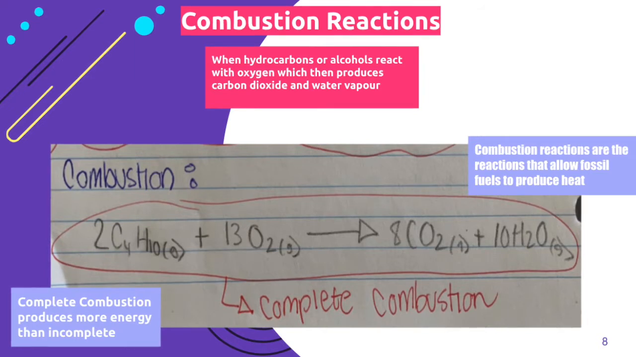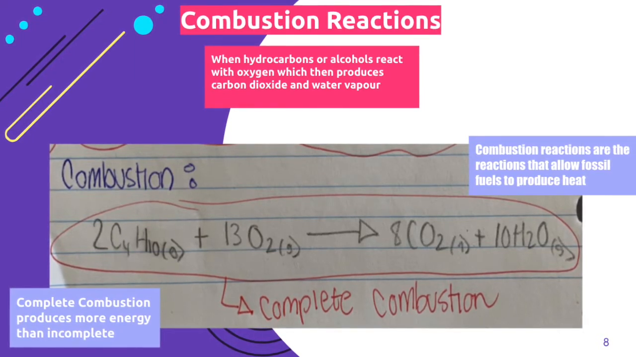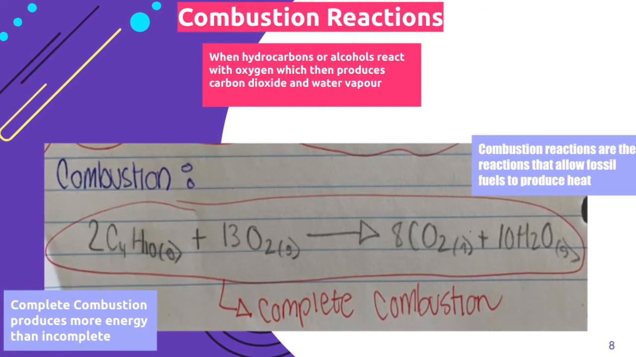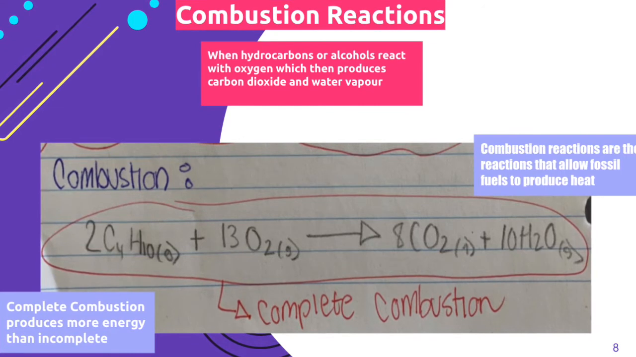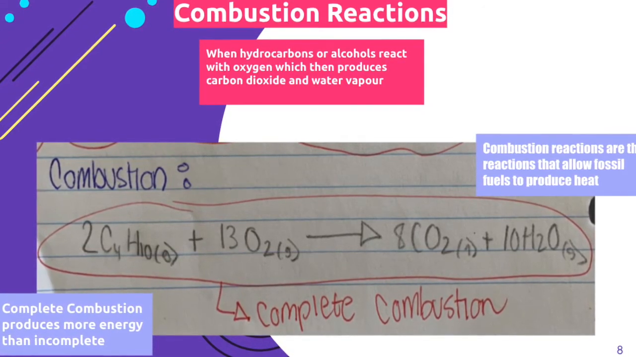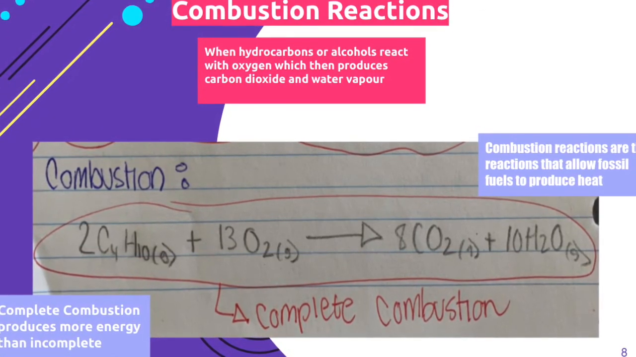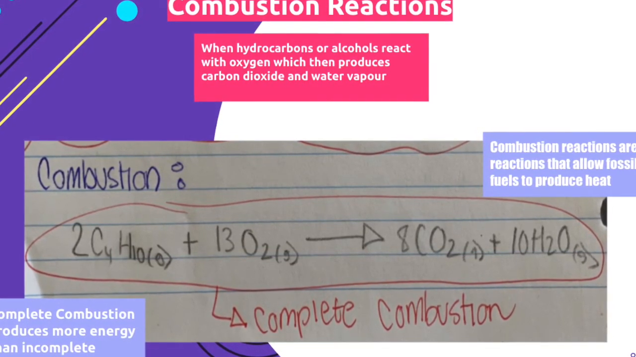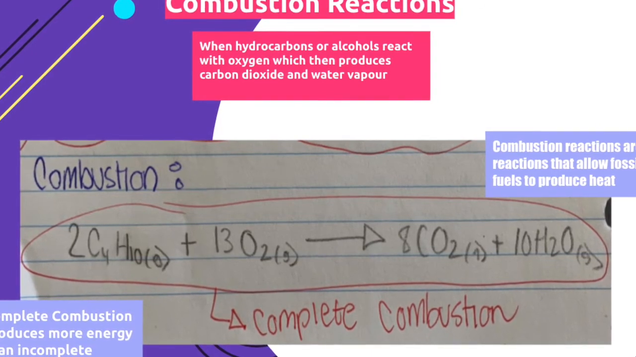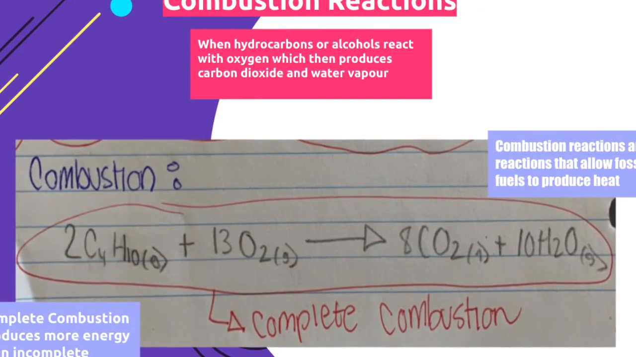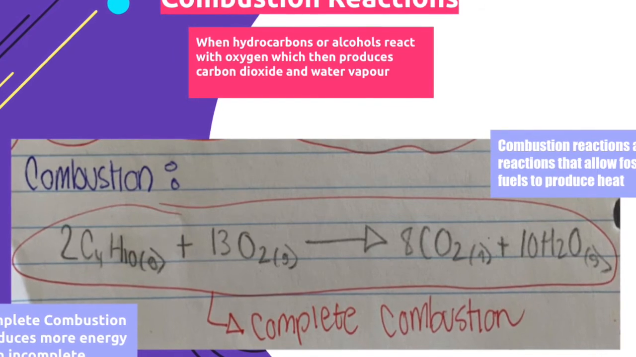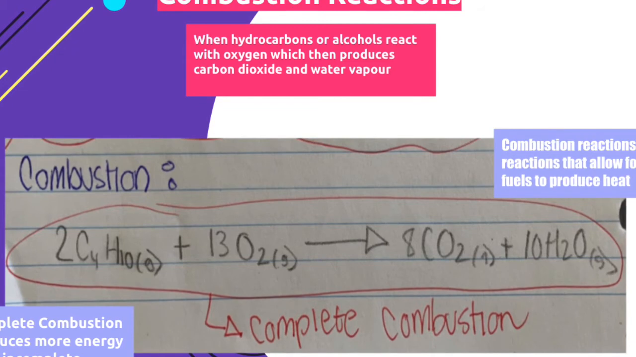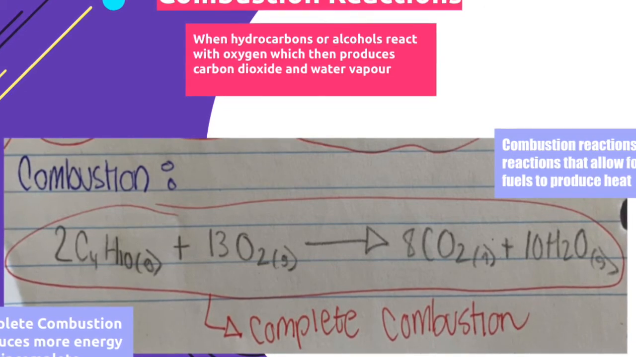The next reactions are combustion reactions. Combustion reactions are when hydrocarbons or alcohols react with oxygen, which then produces carbon dioxide and water vapor. In the example below, it shows complete combustion. Complete combustion occurs when there is enough oxygen to completely use up all the reactants. In some cases, incomplete combustion occurs, and this is when there is not enough oxygen, resulting in the production of smoke. In real life, combustion reactions are the reactions that allow fuels to produce heat.